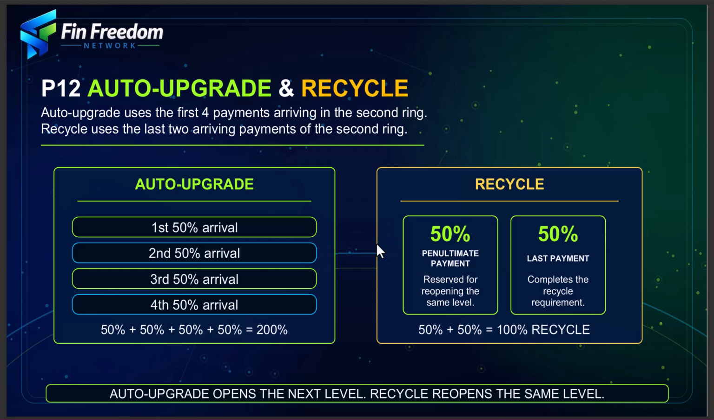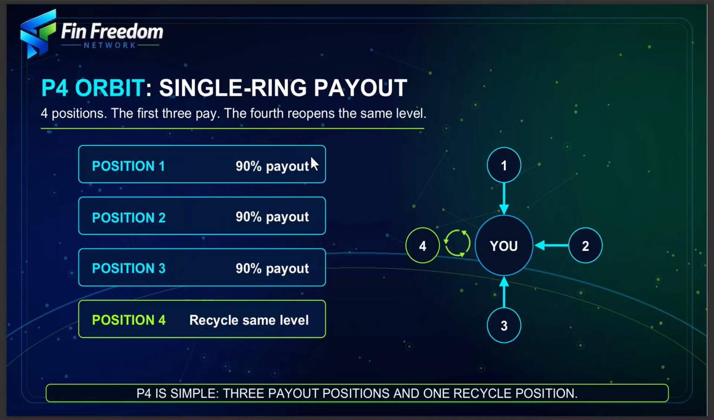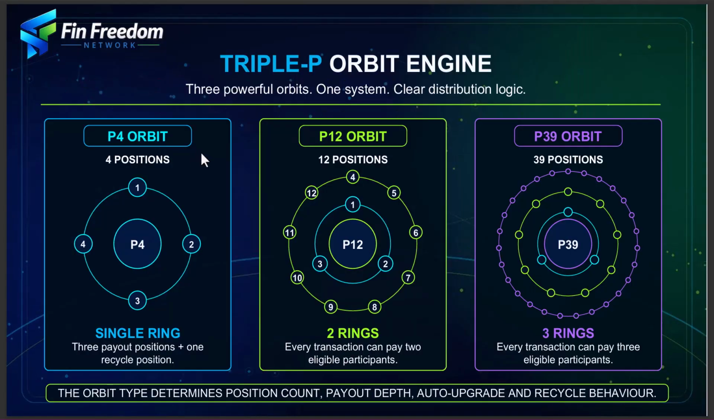Okay, so that is how auto upgrade of P12 orbit works. I have explained P4 orbit. All right, I've explained P4, I've explained P12. I want to move to P39. But let me just do a little brush up of P4 again.